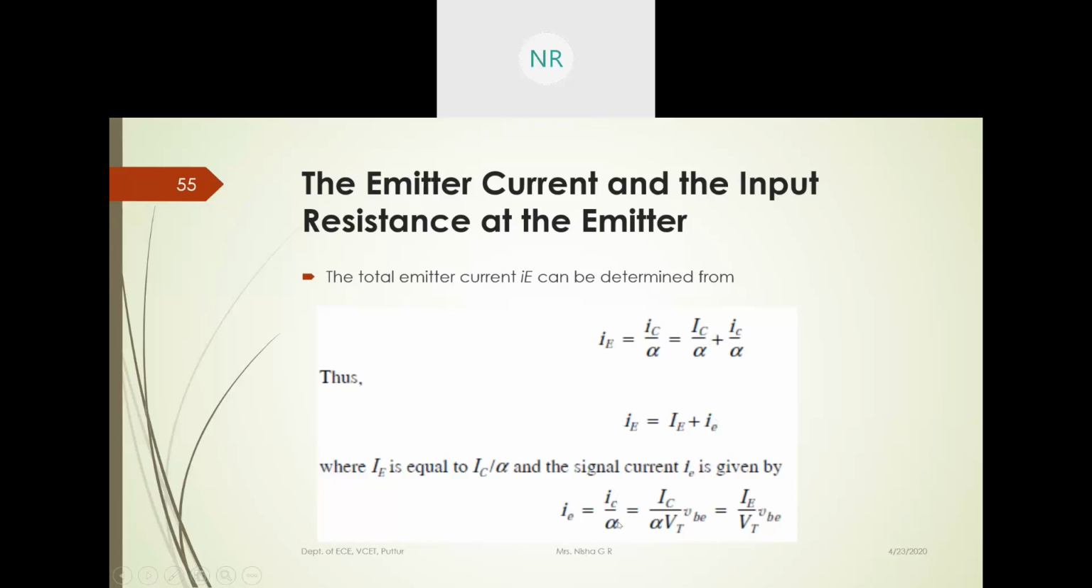So what is this IE now? IE is equal to IC by alpha. What is ic? That is the signal current ic, which is nothing but the AC component, IC by VT into VB. Okay, so what is this IC by alpha? IC by alpha is nothing but IE. Okay, that they have substituted. That is in terms of DC value, IE by VT into VBE.